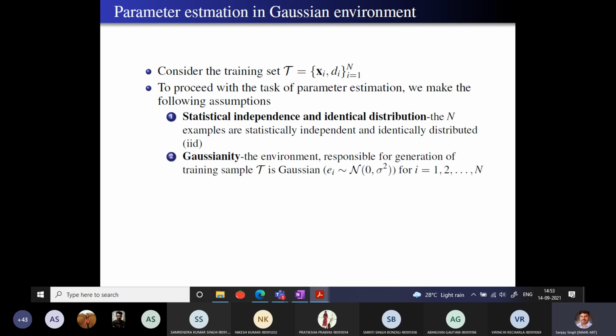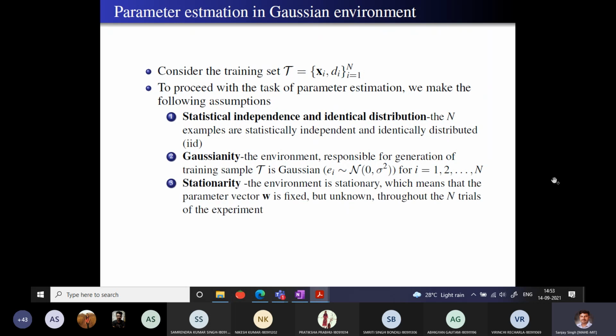Then there is the concept of Gaussianity. You are assuming that the environment responsible for the generation of the training data, whatever it may be, is Gaussian. Ultimately it means that if there is an error term, it is Gaussian distributed with zero mean and variance sigma square, for i equal to 1 to n, as many examples as there are.